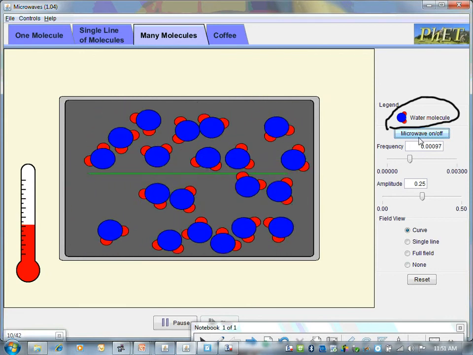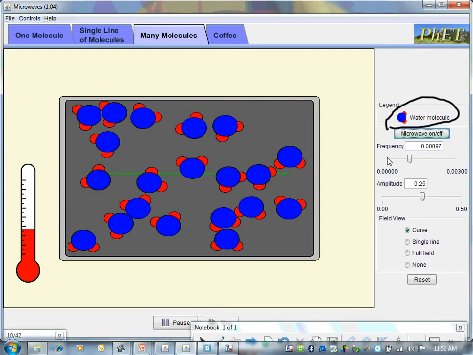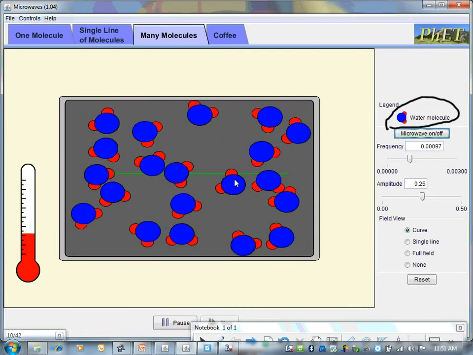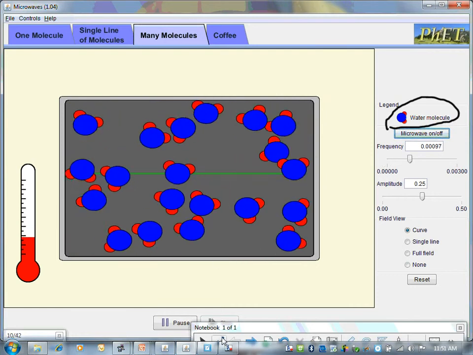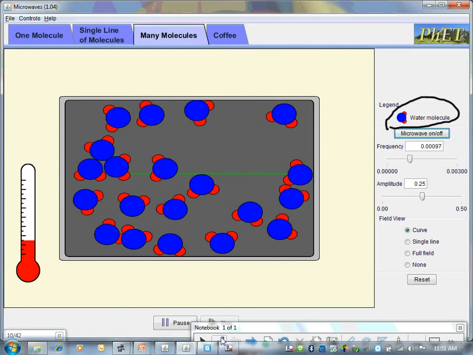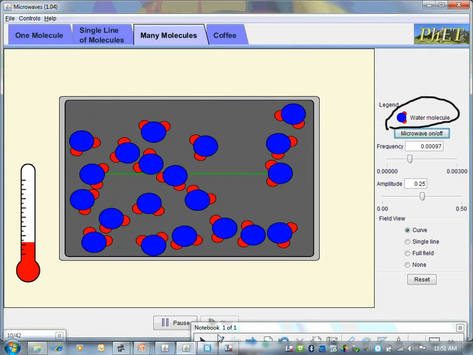So now I just turned the microwave off. That means our energy's not going through here anymore, and our particles are starting to slow down. Right, it's a flat line now.